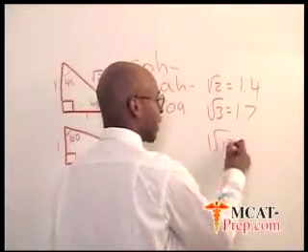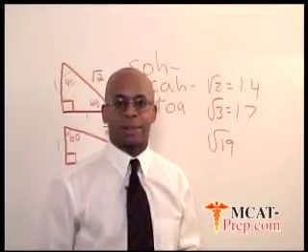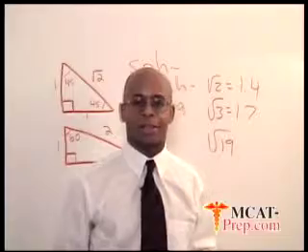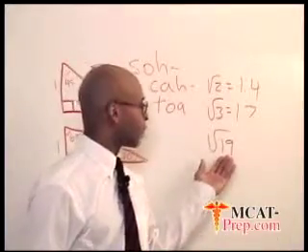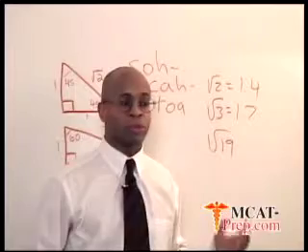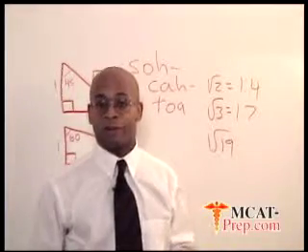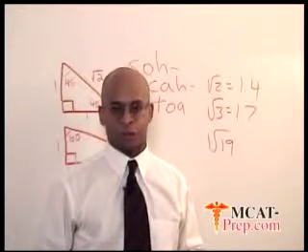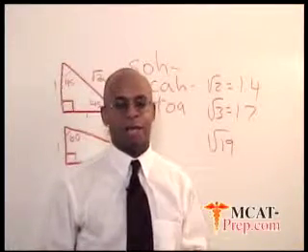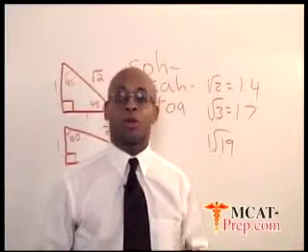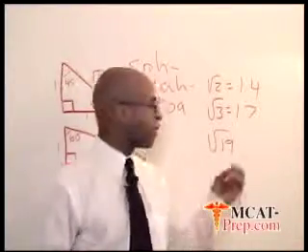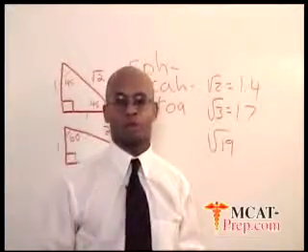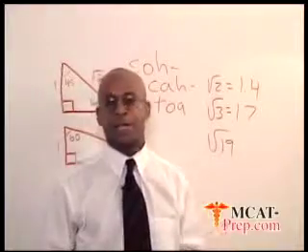You might be on the MCAT and get something like root 19. Well, basically, if you get a value like this, you just need to estimate. And so you know that the number 19 is between 16 and 25, but closer to 16. You know the root of 16 is 4. You know the root of 25, which is 5. And therefore, the result of root 19 must be somewhere between 4 and 5, but closer to 4. And then you look at the possible answers.